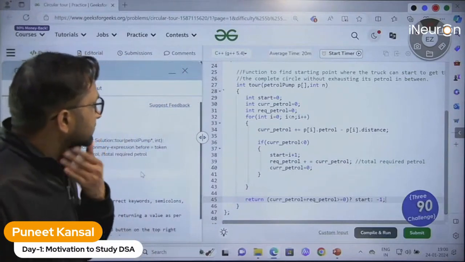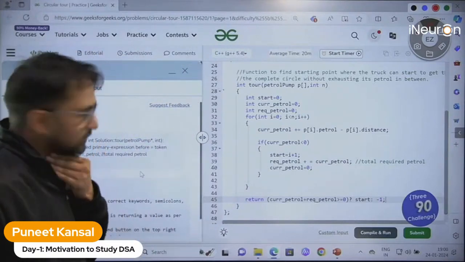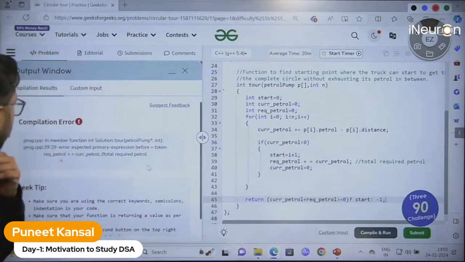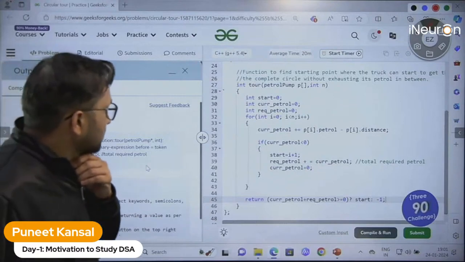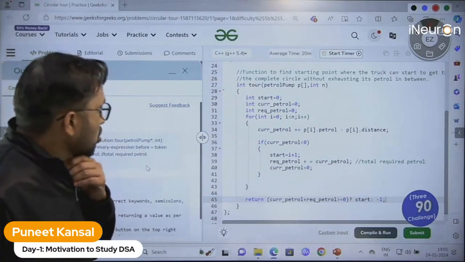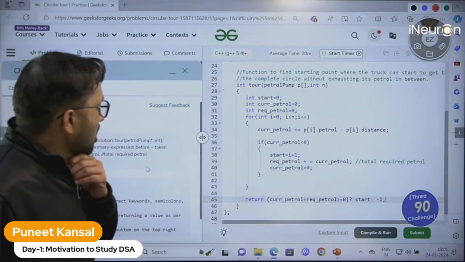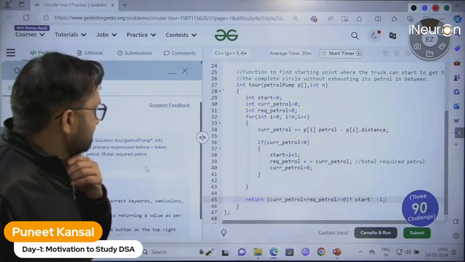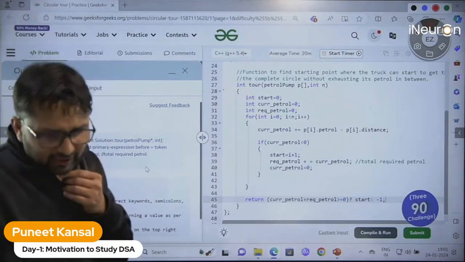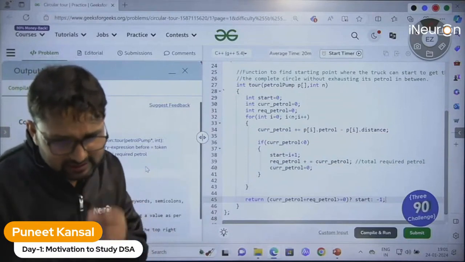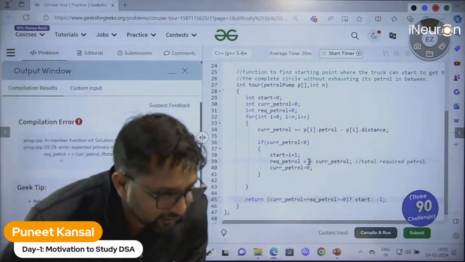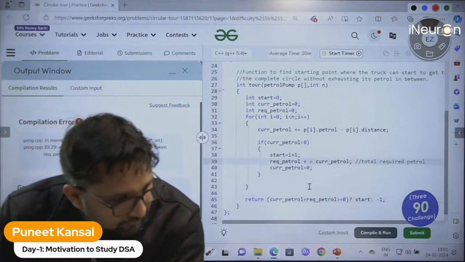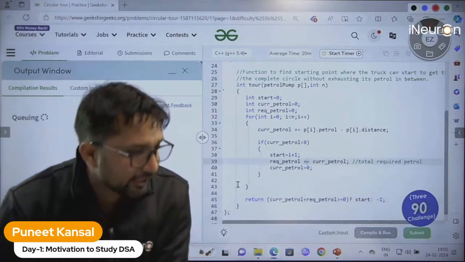Just give me a minute. 39, 29: expected primary expression. Okay, fine. It's okay, I will check this. I think I need to debug the space between plus and equal to. Okay, you find out that thing. Great. Yeah, let's compile it again.